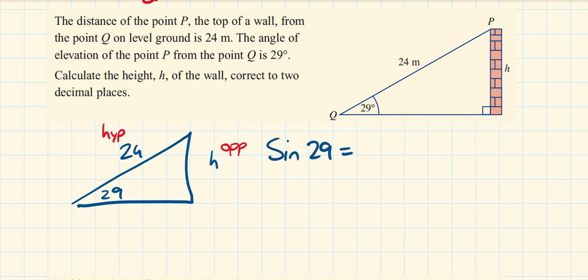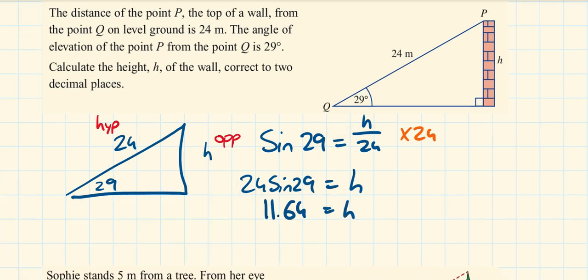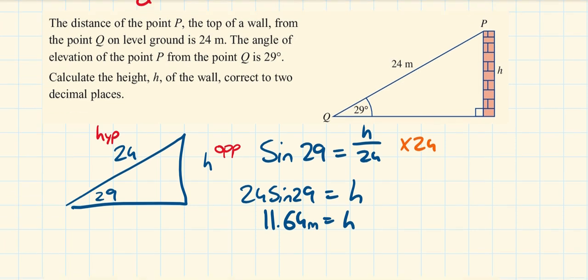I'm getting tired talking for too long. Sine 29 equals h over 24. So it's just a matter of multiplying by 24. So we've got 24 sine 29 equals h. So we do 24 sine 29 is 11.64 equals h. Okay, and that's in meters, of course. Make sure to put your units in.